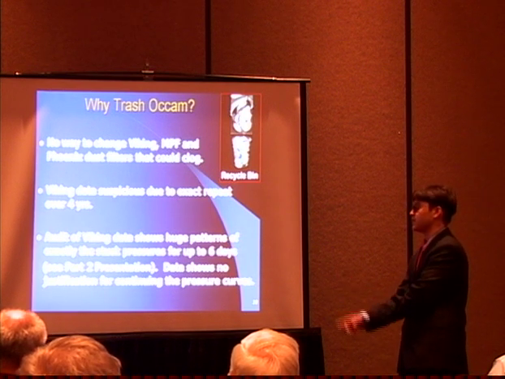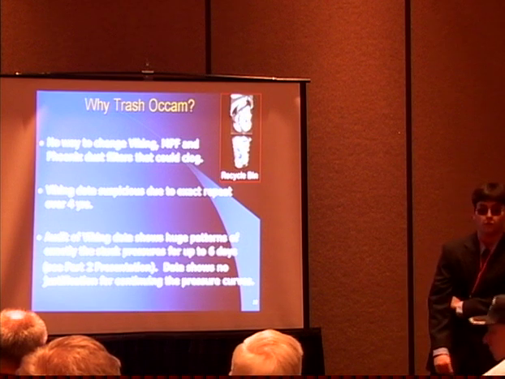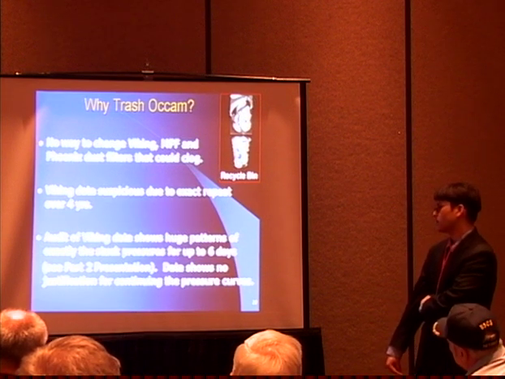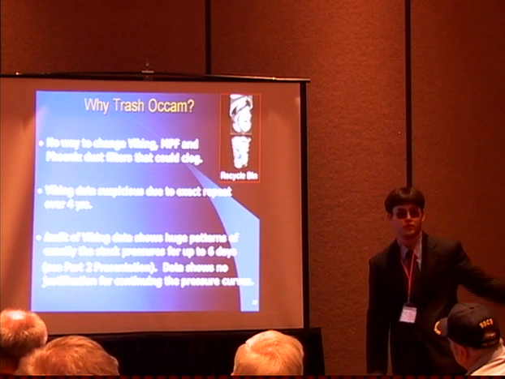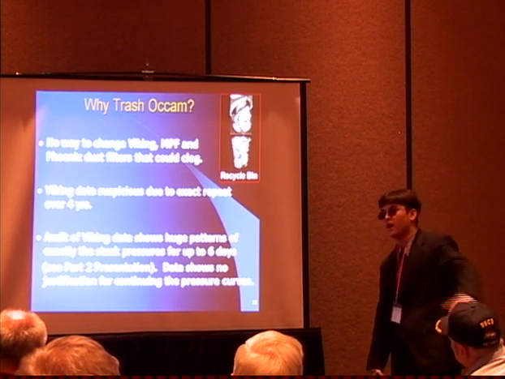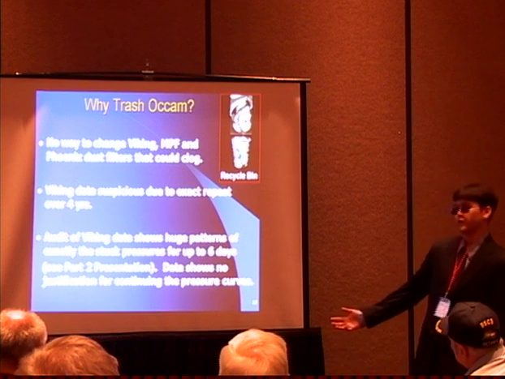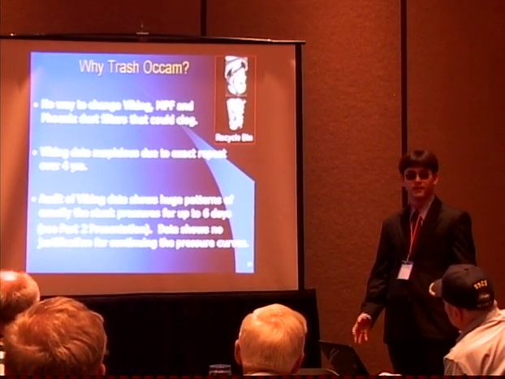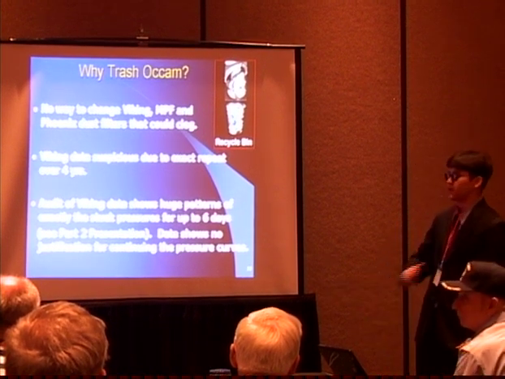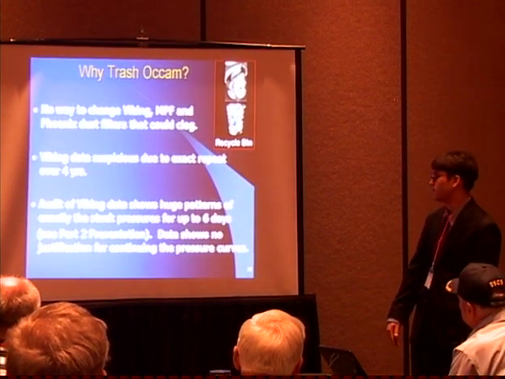The Viking data is suspicious because it's nearly an exact repeat over 4 years, and the raw Viking data actually shows huge patterns of stuck pressures. Basically, we have a pressure curve that would look like this, which is a horizontal line. So when you see the pressure curves earlier, that's not really a legitimate thing. Even though they use a cubic spline to interpolate some of the points, that doesn't justify taking a horizontal line and turning it into a curve.